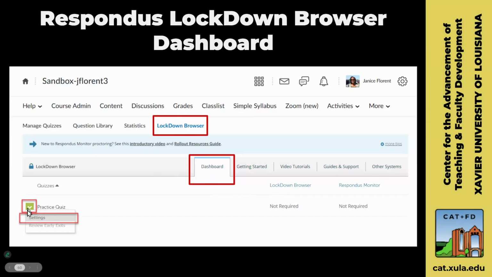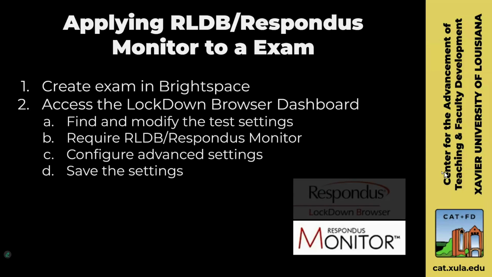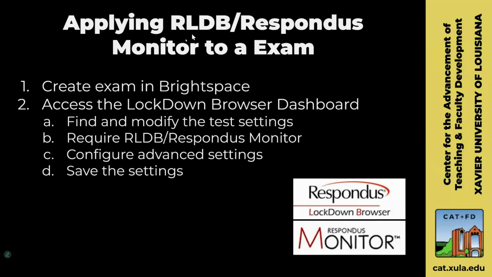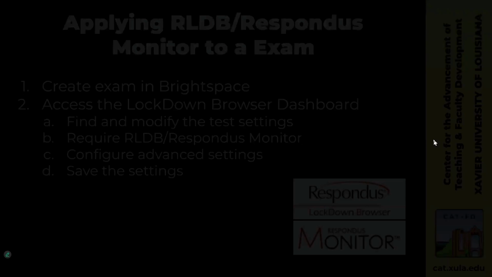When you get in and you have a quiz and you want to apply your Lockdown Browser and Respondus Monitor settings, you would click on the arrow and then go to the settings. And notice right now it's saying that neither one is required. So to apply the Respondus Lockdown Browser and Monitor settings to the exam, the first thing you're going to do is create the exam in Brightspace. Then you go to the Lockdown Browser dashboard, find that test or quiz, go to the settings, require the Lockdown Browser, configure all of your settings, and then save them. That should be your last step, right?